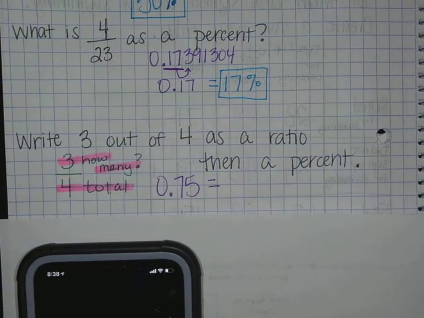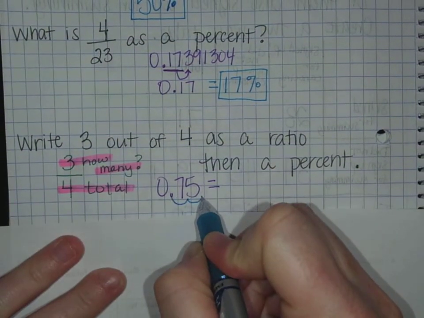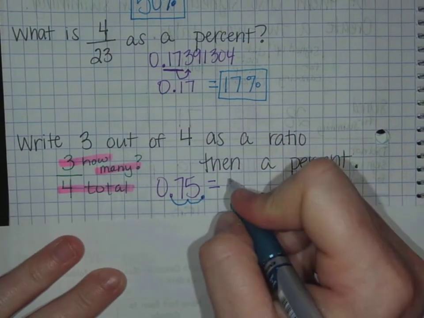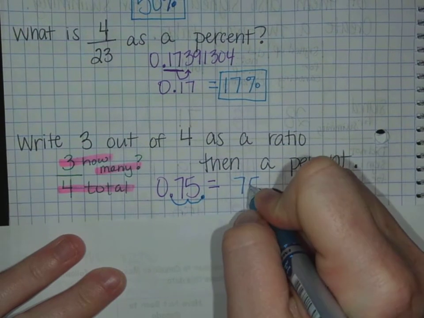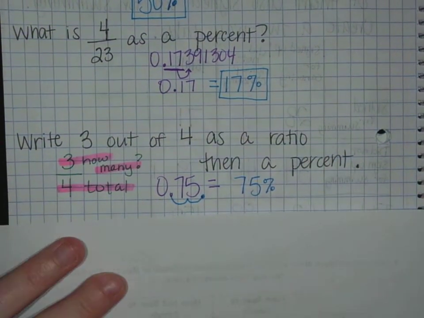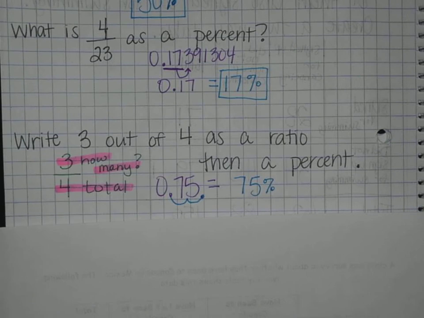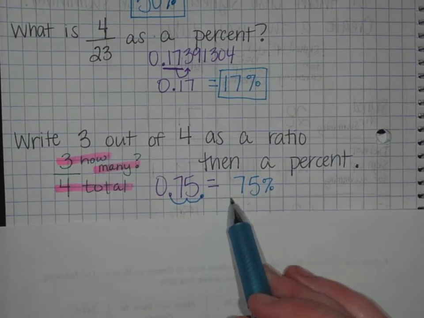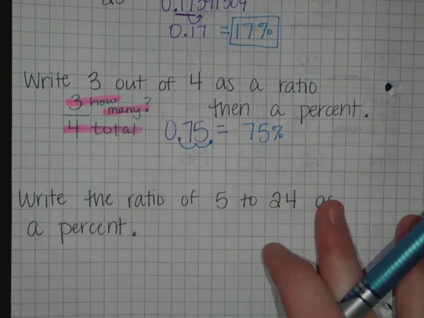Change that to a percent. You can again either move the decimal once, twice, and write it as a percent, or just multiply by 100, so that would be 75%. If I have 3/4 of a dollar, I have 75 cents. So if I have 3 out of 4 quarters, I would have 75 cents, or 75% of a dollar. Okay, and then the last one.